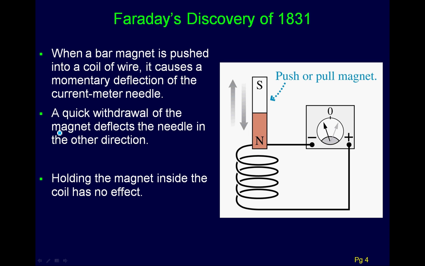He realized that if you move a magnet through that coil of wire, current will flow through the circuit. It only happens when the magnetic field is changing. If you just put the magnet inside, the coil has no effect. It's only when it's going in or coming out that it has this effect. We're going to break this down and try to understand it.